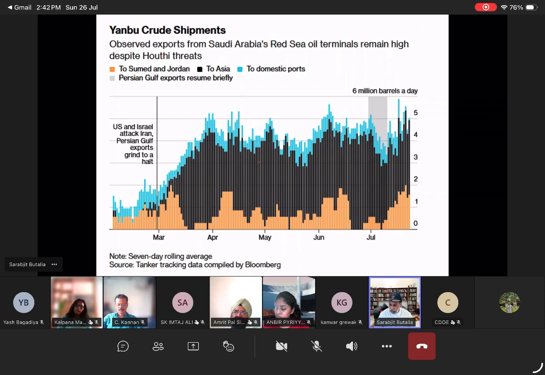So you can see here about up to 6 million. 6 million barrels a day is more than your daily consumption for India. So it's a lot of oil still. Our daily consumption is about 4 to 5 million.